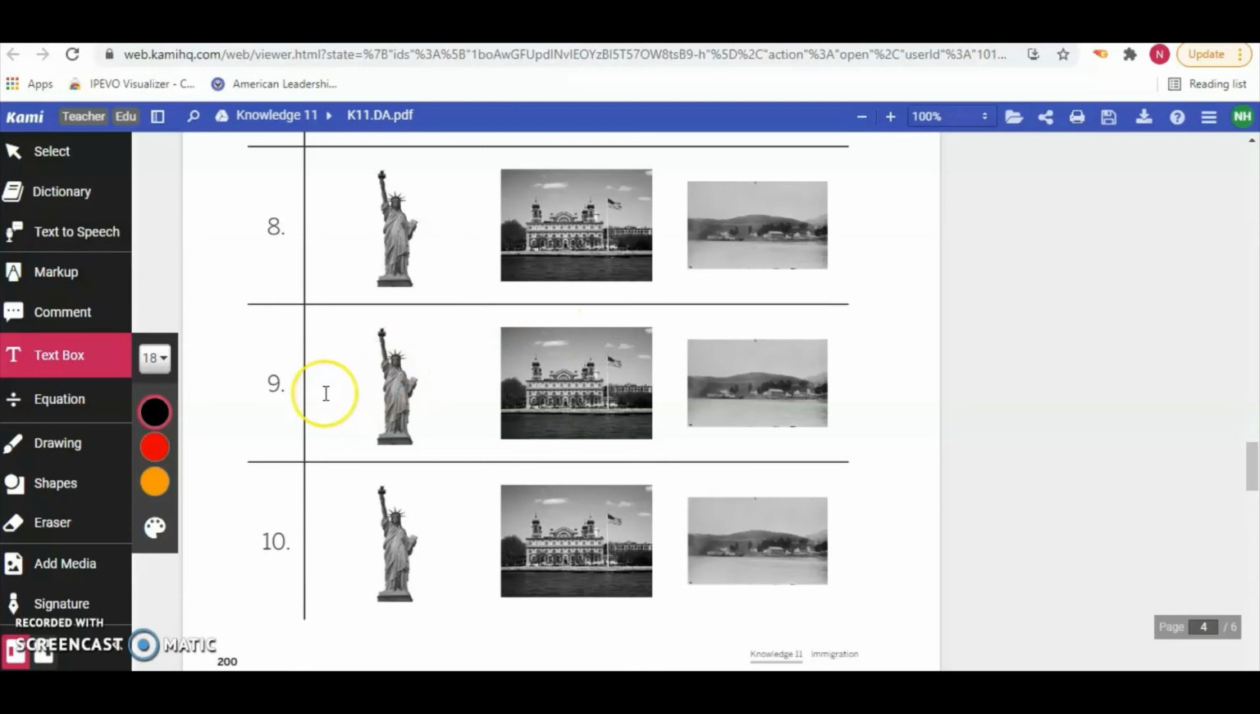Number 9. What statue greeted many immigrants who entered New York Harbor? The Statue of Liberty, Ellis Island, or Angel Island? And number 10. What is the name of the place that received or helped many immigrants near San Francisco on the West Coast? The Statue of Liberty, Angel Island, or Ellis Island?